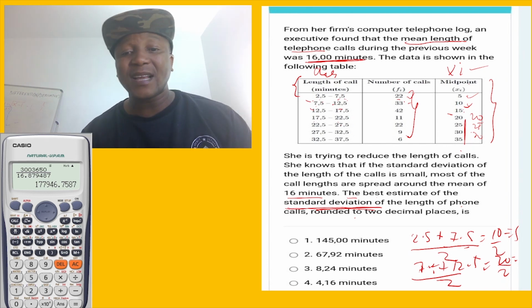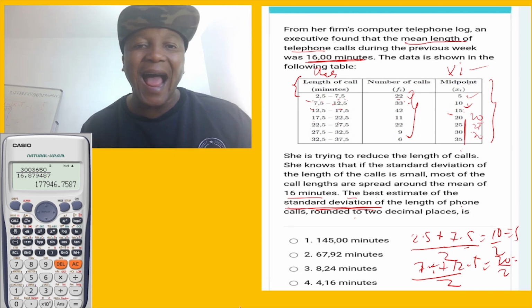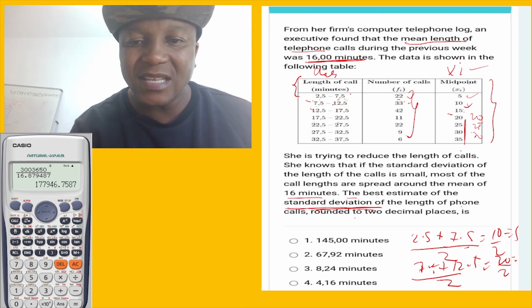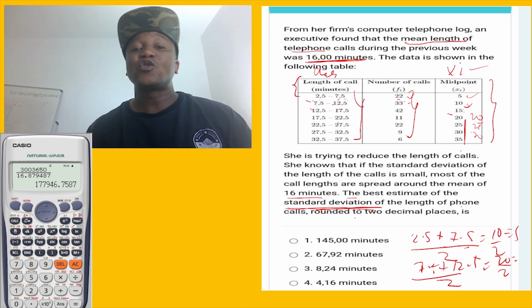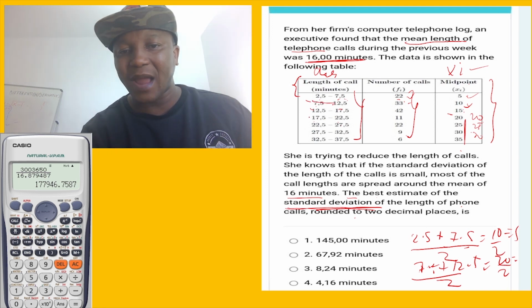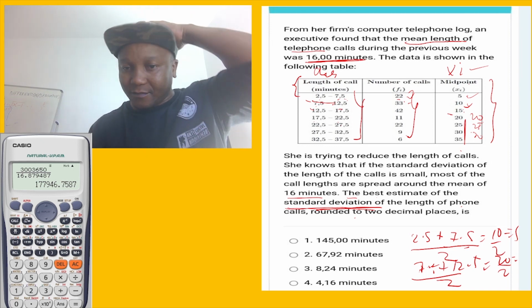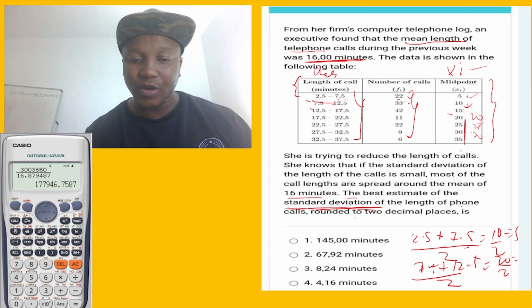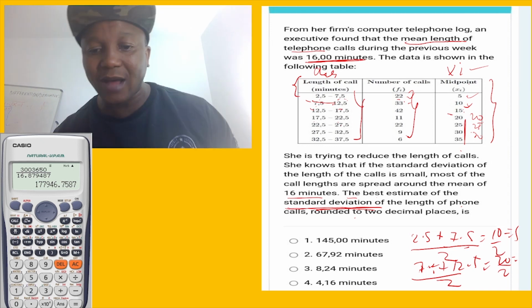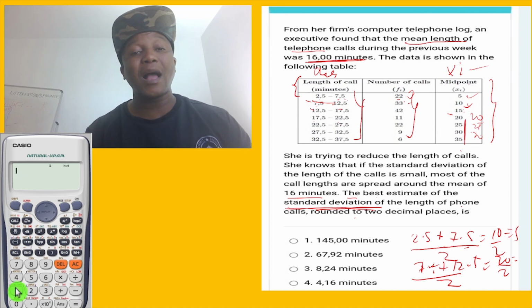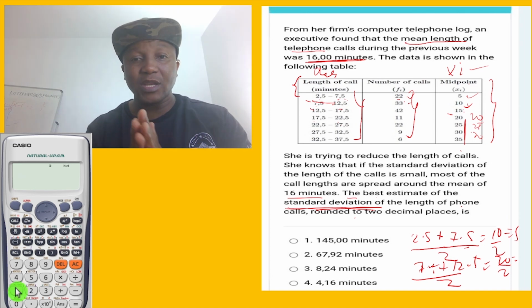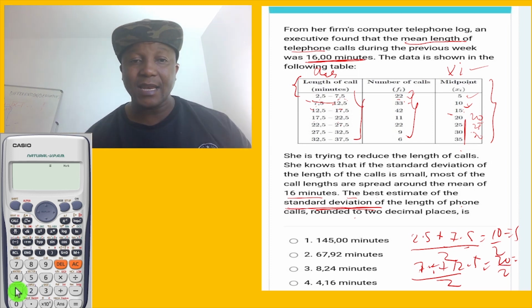So to get standard deviation, remember, these data are group data. These data are grouped, like from 2.5 to 7.5. So there's a way to get the standard deviation of grouped data using a Casio calculator. I'll show you how to get that. It's compound data, so I'm going to show you how we can plug this compound data into a calculator.